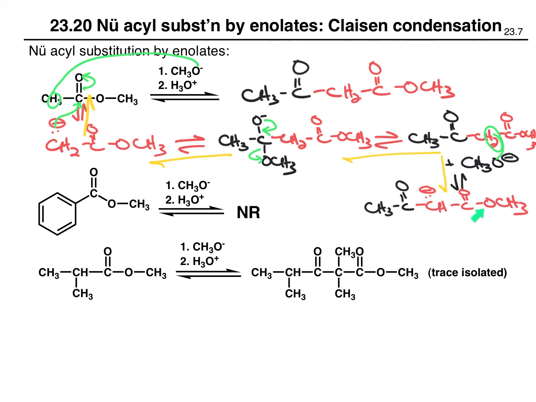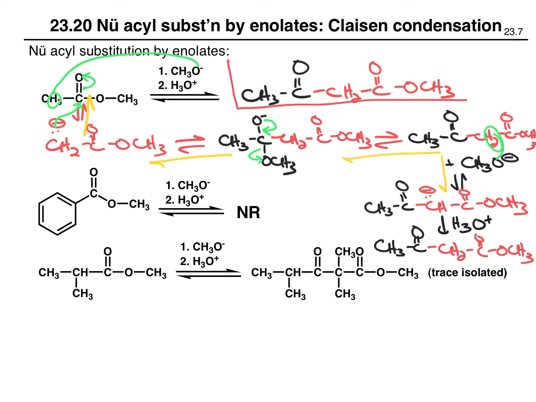But this isn't the isolated product. This is still sitting in solution at equilibrium. We have lots and lots of this. And then at step 2, we add H3O+. And now the enolate can grab the proton, and we come back to this. And so our final product then is a beta-keto ester.